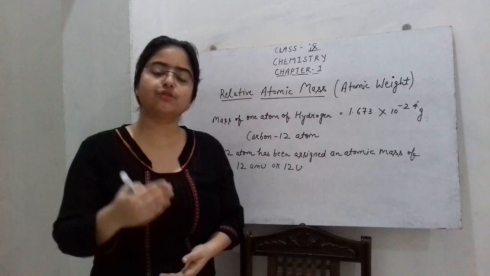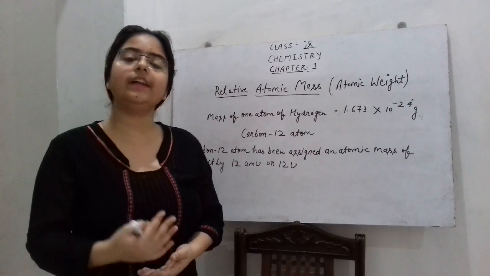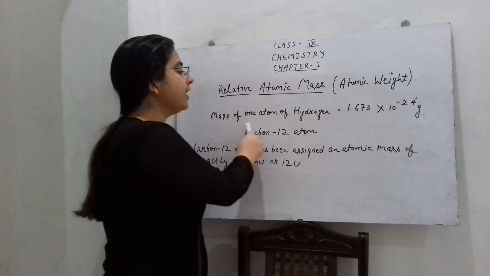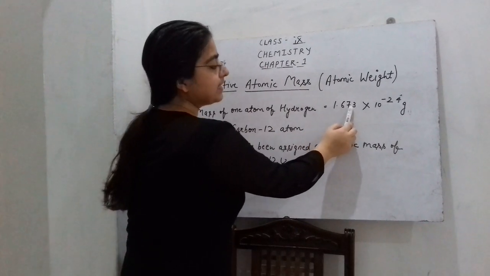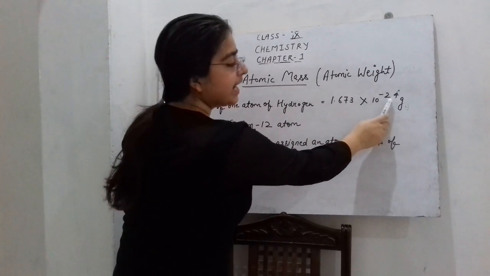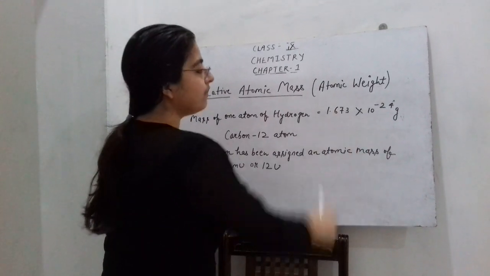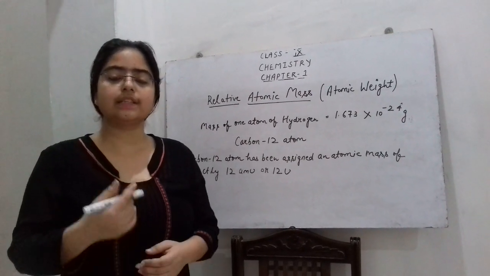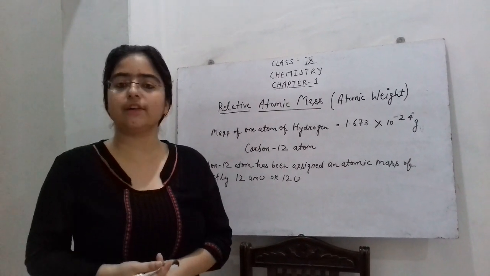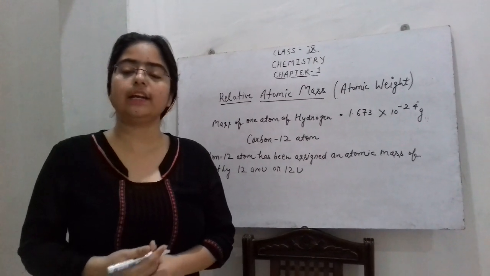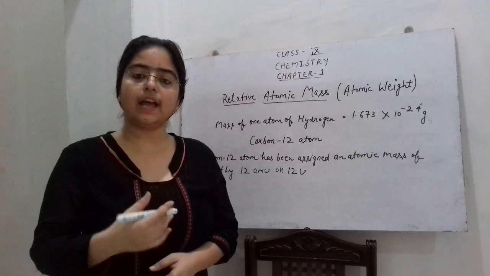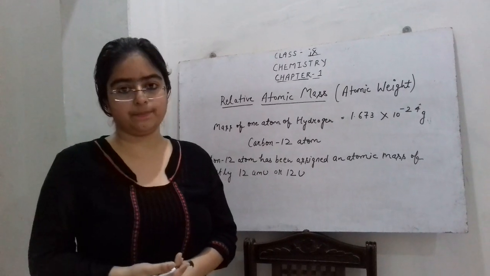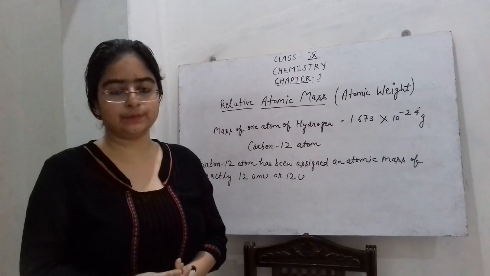Now since the actual masses of the atoms of different elements are very small, for example, the mass of one atom of hydrogen is 1.673 × 10^-24 gram. This is a very small value, and therefore it is not convenient to use such a small and complicated figure for our calculation. Therefore it was necessary to define the atomic mass in such a way that we get a simple figure for them in order to make our calculation easier.